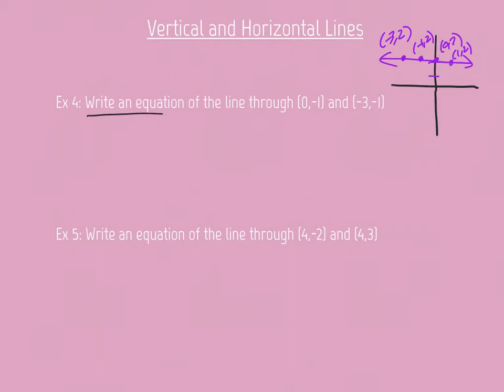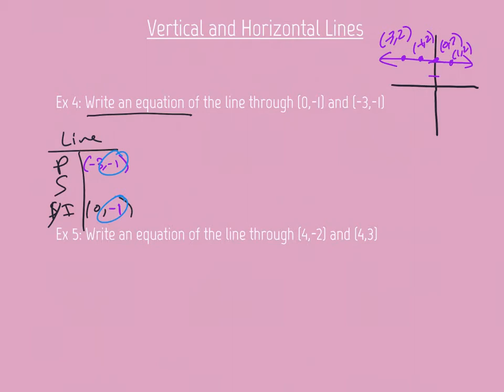All right, example 4, I see write an equation, so I'm going to make my line chart. Okay, 0, blank. And I'm going to fill it in with what I know. Through 0, negative 1, hey, 0, that's a y-intercept. And then negative 3, negative 1, that's a point. So anytime you're given 2 points, whether one is a y-intercept or not, check the y-coordinates. If they're the same, we're going to be done in about 10 seconds.